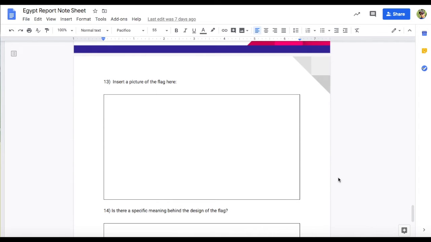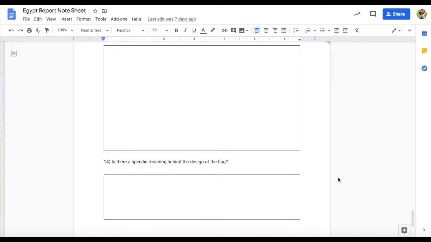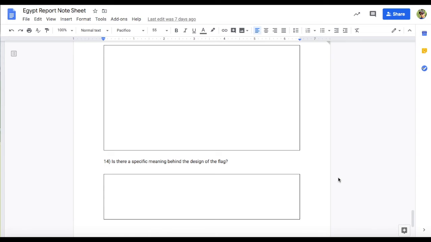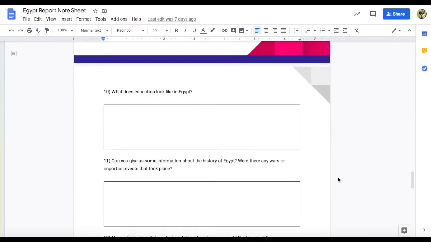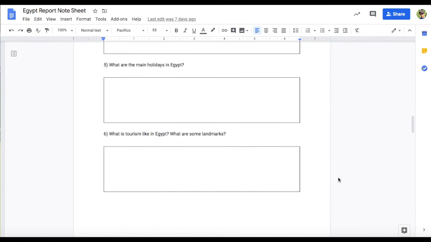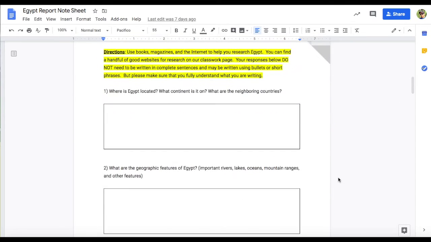Inserting a picture of the flag. Is there a specific meaning behind the flag? The two flags that we've studied so far, the Italian and the American flag, have meanings behind the colors, the designs, etc. So is there a meaning behind the Egyptian flag? And folks, that is it. Again, the idea here is that you will not be writing in complete sentences. Instead, you'll be writing with bullets, short phrases. But the idea is that everything that you write down, you are able to elaborate on, to talk about.